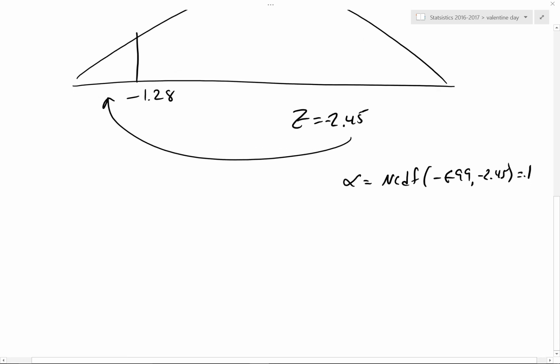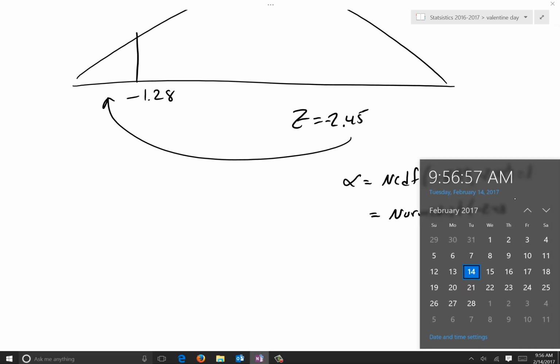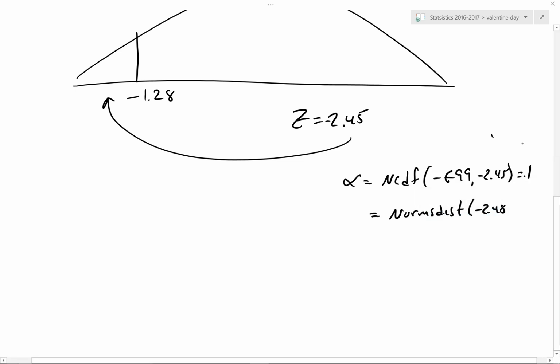And of course, on your computer, it's going to be just NORM.S.DIST of negative 2.45, right? Not 2.45. I'm sorry. No wonder he's looking at me funny. 1.28, right? 1.28. There we go. 0.1. Because it's a lower tail, I don't have to do 1 minus. We've already talked about this a little bit, but we don't have to do 1 minus for these guys.